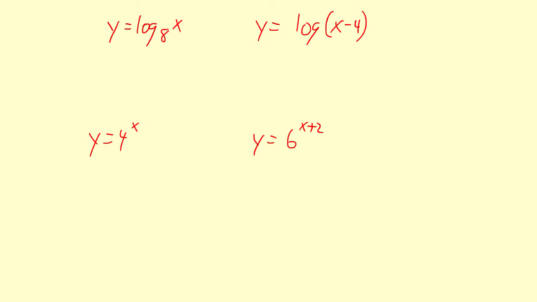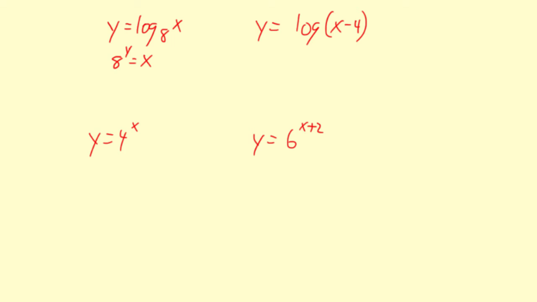So the easiest way to find the inverse of one of these functions is to convert it to the other form. So for example, y equals log base 8 of x. If I want to find the inverse of that, I'm going to solve it for the other variable. So I'm going to write it in exponential form first. So that would be 8 to the y equals x. This is an equivalent function just written in exponential form.